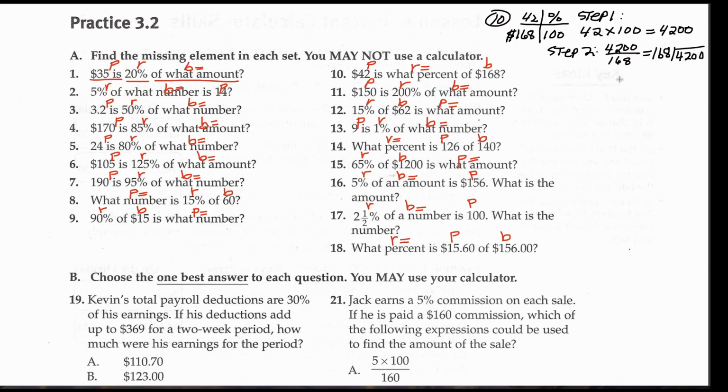Okay. Now we need to ask ourselves, how many 168 are there in 420? Now you may say 2. Let's try 2. So let's put 2 above the 0 here, because it takes all the way to the 0 here to be able to divide it by 168.